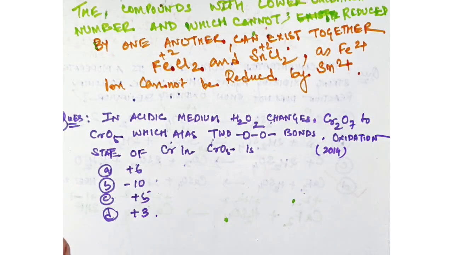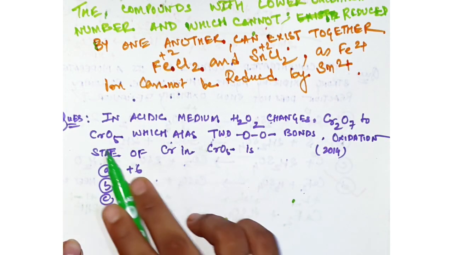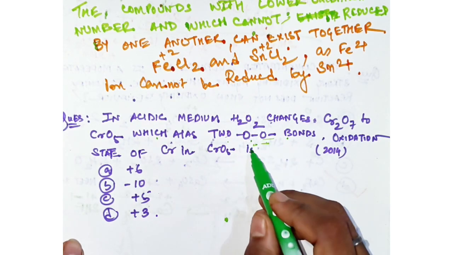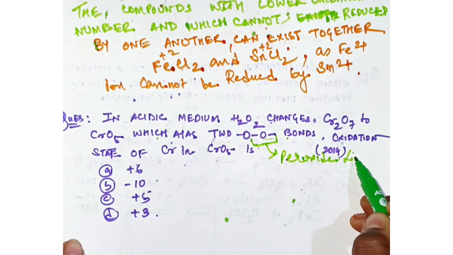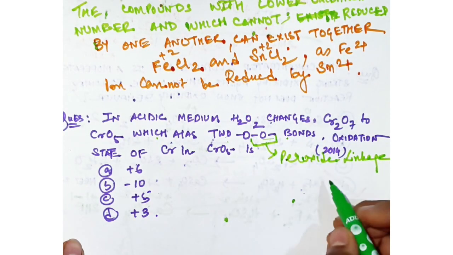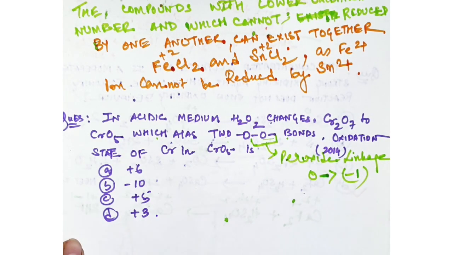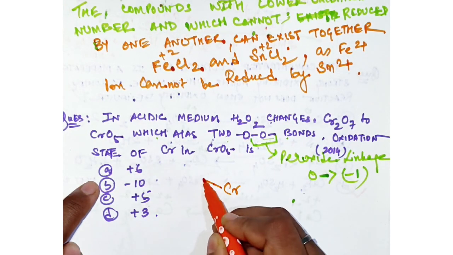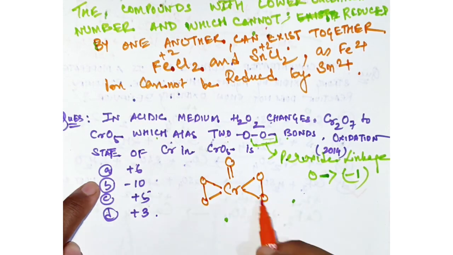Now, in acidic medium, H2O2 changes Cr2O7 to CrO5, which has two O-O bonds. What is this bond? This is called the peroxide linkage. In a peroxide linkage, the oxidation state of oxygen is -1. Remember that. So what will be the structure? The structure of CrO5 is like this. It has a butterfly-like structure, and the oxidation state of the peroxide oxygens is -1.